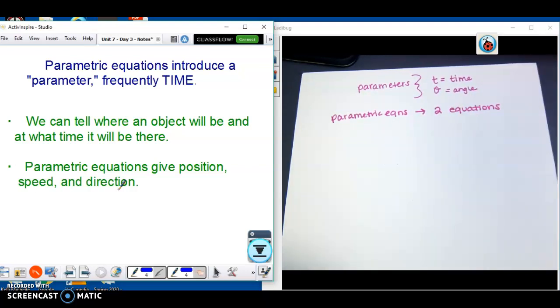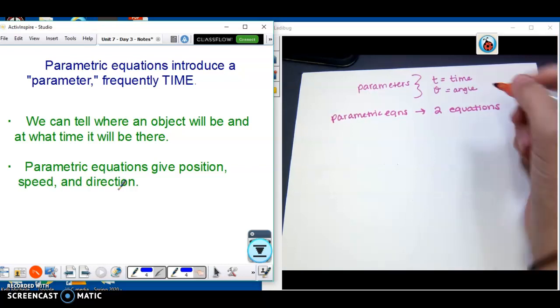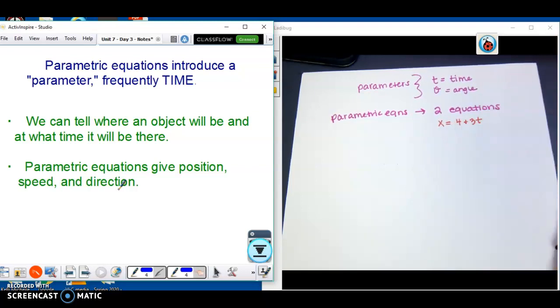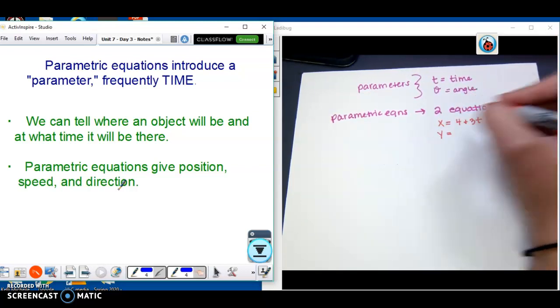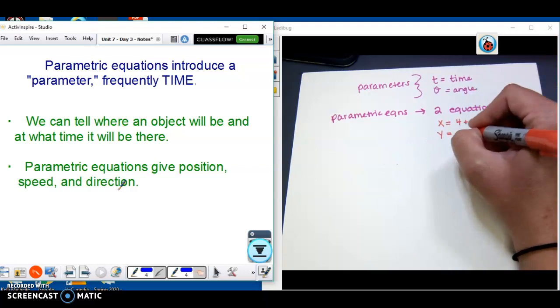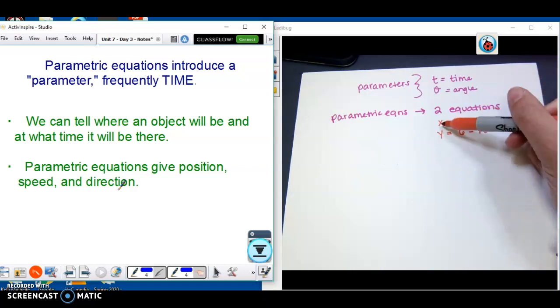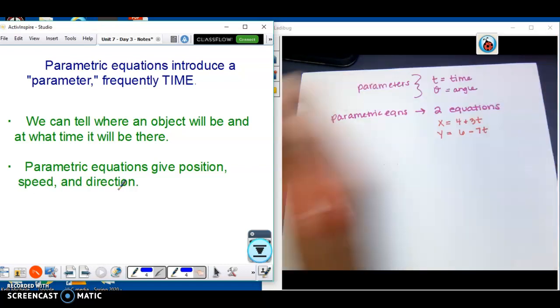Okay, so let me give you an example. Parametric equations could look like x equals 4 plus 3t, and then you would have another equation for y. We could say 6 minus 7t. These are parametric equations. My new parameter here is t. I now have an equation for x, and I have an equation for y.